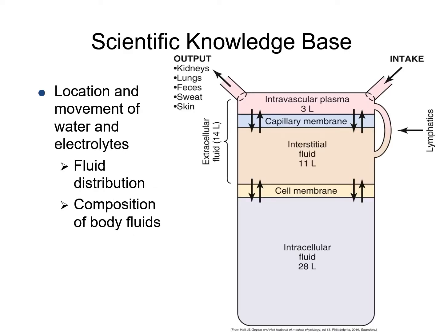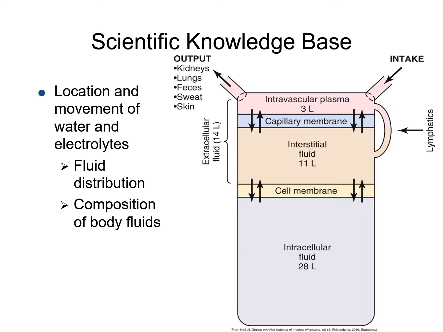Body fluids are located in two distinct compartments. One is extracellular fluid, which is outside of the cells, and one is intracellular fluid, or inside the cells. The fluid in body compartments contain mineral salts that are known as electrolytes.